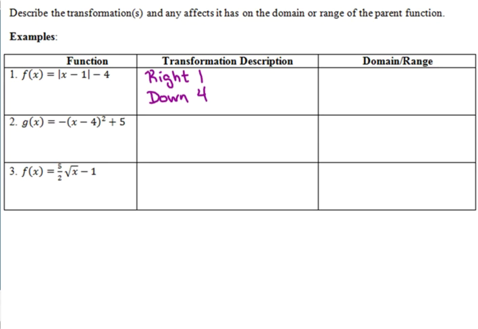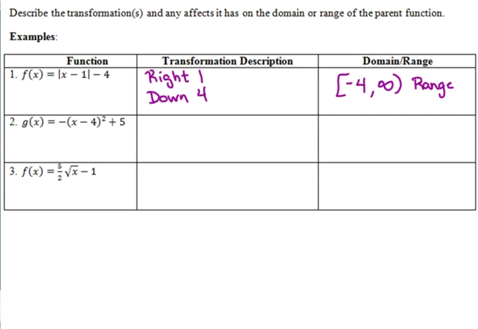So that's not going to change the domain. It is going to affect our range. Now our range, instead of being from 0 to infinity, we've gone down 4 units. So now we are going to be from -4 to positive infinity. I should have labeled that as range. The domain remains the same. The domain is still all real numbers.